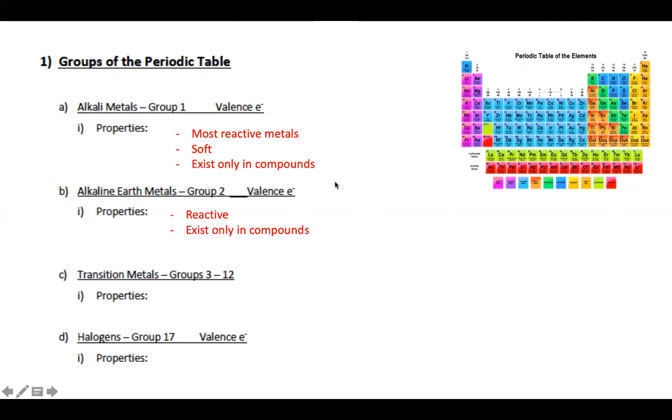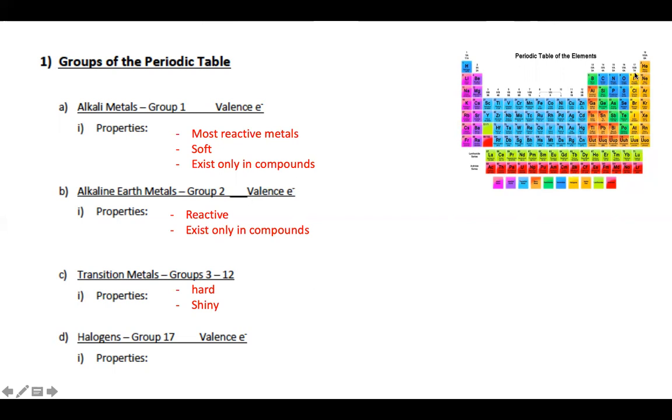Alkaline earth metals are also reactive, but not as reactive as alkali metals. But they are reactive enough that you will find them only existing in compounds, again, because they're more stable that way. The transition metals, all these light blues here, they tend to be hard and shiny and somewhat reactive, less reactive than group 1 and 2. And all of the transition metals also have 2 valence electrons, okay? Alkaline earth metals group 2 also have 2.